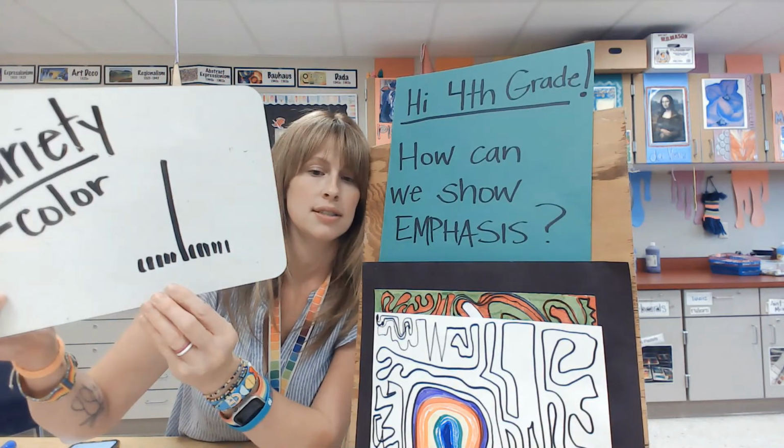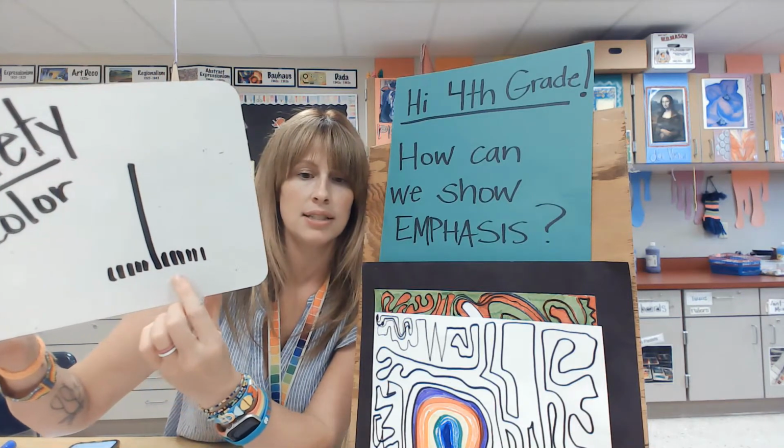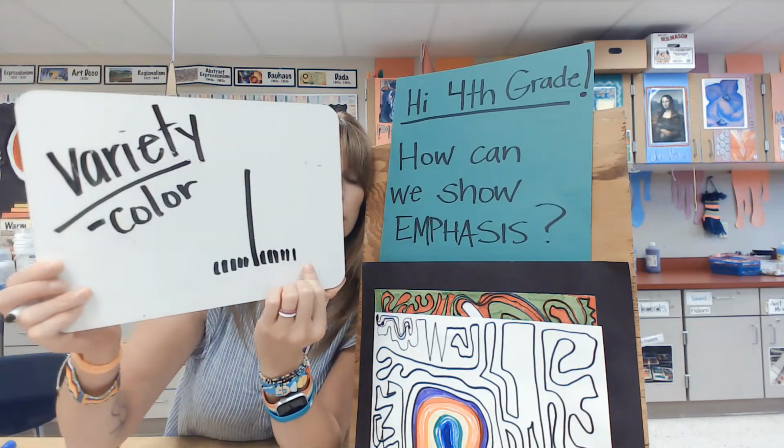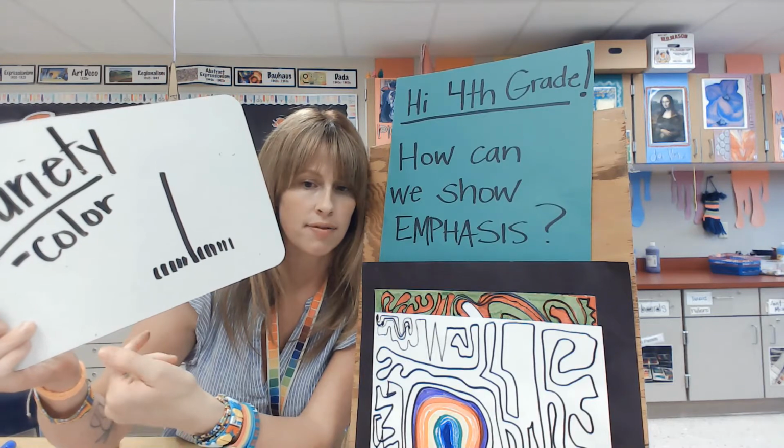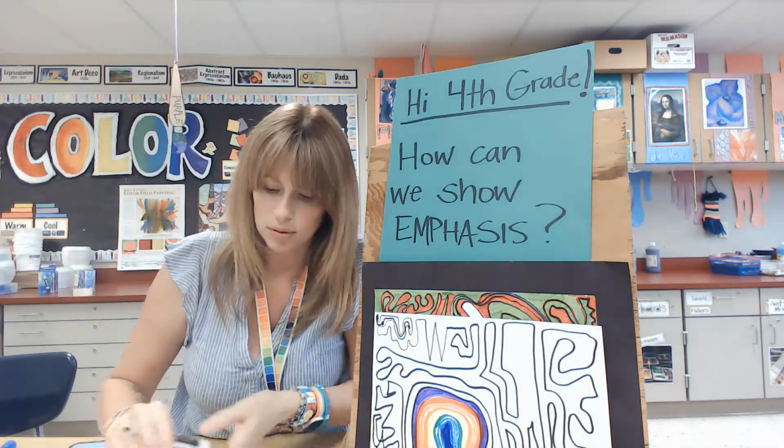Where's the emphasis in my drawing down here? I have lots of little lines and then one super big one. That's my area of emphasis. So that didn't have anything to do with color.